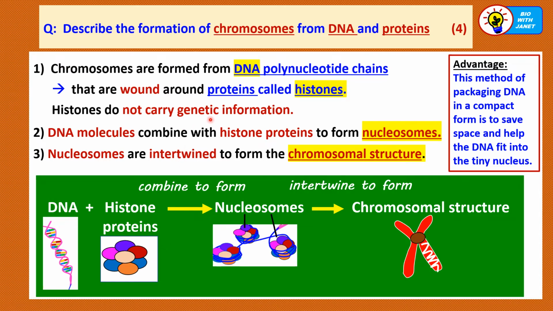Now, histones do not contain any genetic information. Next, the DNA molecules combine with the histone proteins when they wind around them to form nucleosomes. So nucleosomes are made up of histone proteins and the DNA strands that are wound around them, a part of the DNA molecule that's wound around them. Then these nucleosomes are intertwined to form the chromosomal structure.